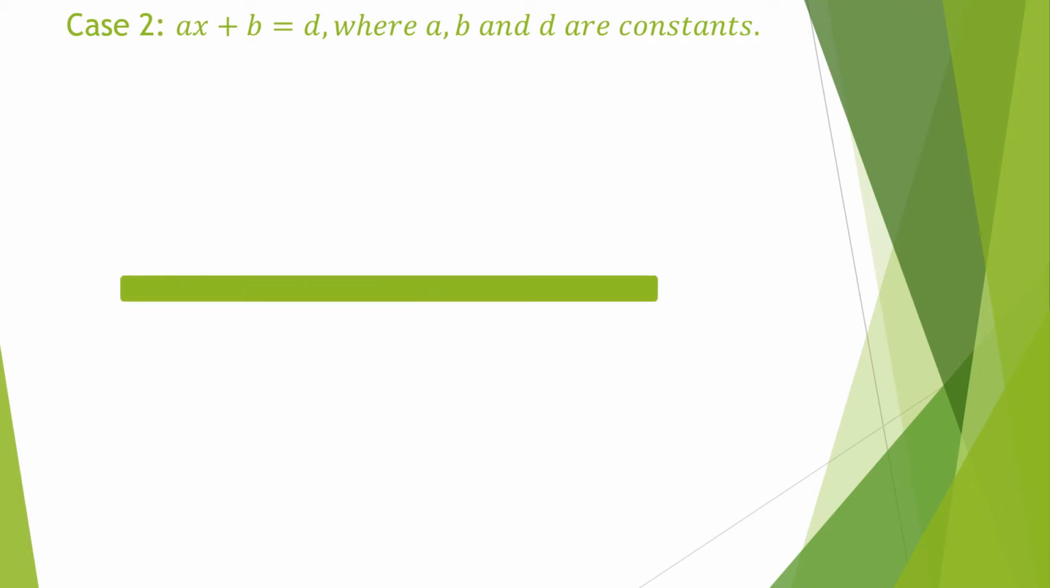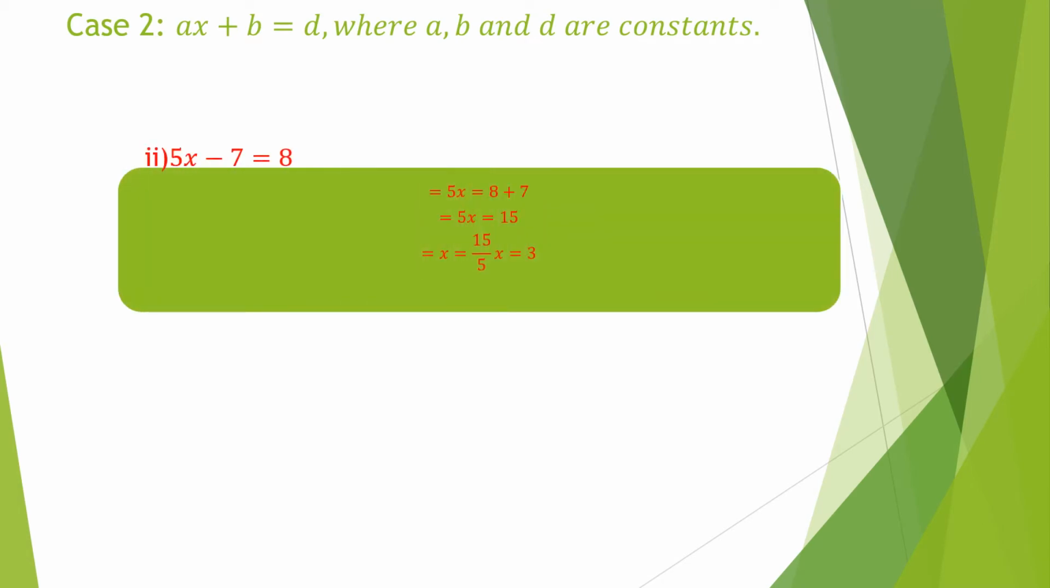Now this is case number 2. ax plus b is equal to d, where a, b and d are constants. Now the example is 5x minus 7 is equal to 8. Now x is multiplied by 5. We are finding out the value of x. 5x is equal to 8 plus 7. Minus 7 is shifted to the right side. It becomes plus. 8 plus 7 is 15.